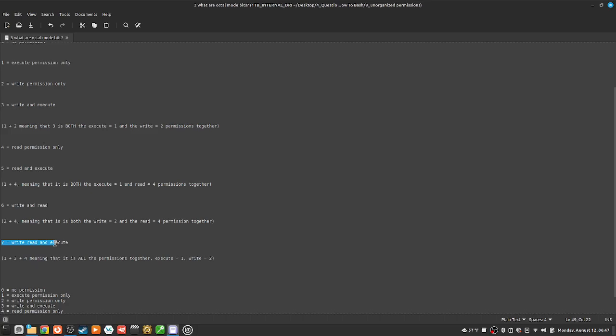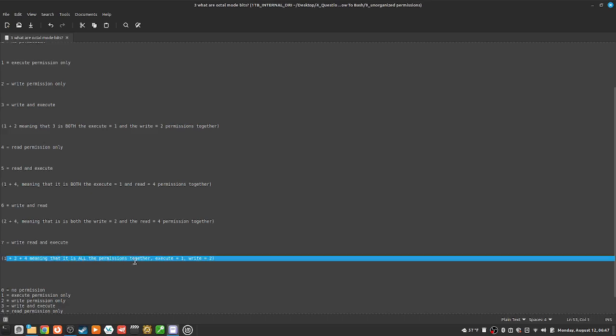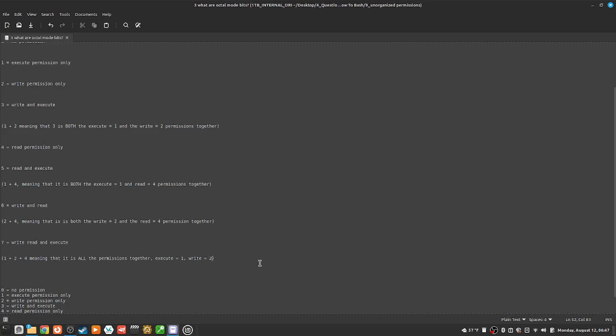And then 7 is read, write, and execute together. That is 1 plus 2 plus 4, meaning that it is all the permissions together, right? Execute being 1, write equal 2, and read equals 4. There we go.